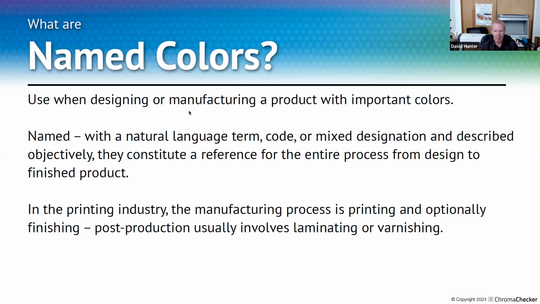In the printing industry, the manufacturing process is printed and then could be finished. Like this has a sort of varnish on top of it, which this with the varnish looks very different than this without the varnish. So if you want that Colgate red to be correct under the varnish, you need to build the lookup table after the varnish is done. And we'll talk about how that can happen.